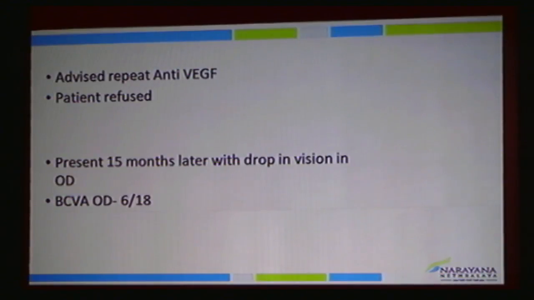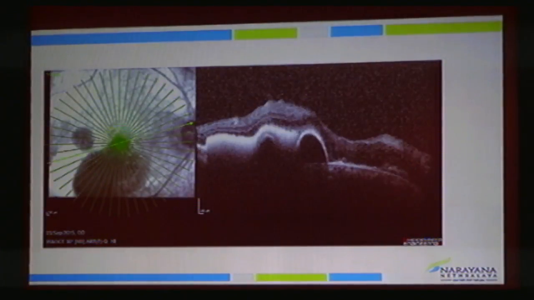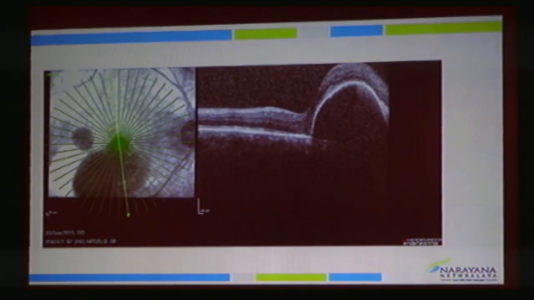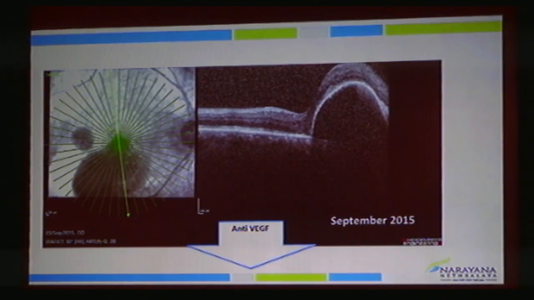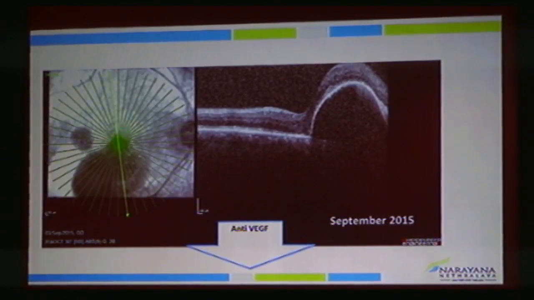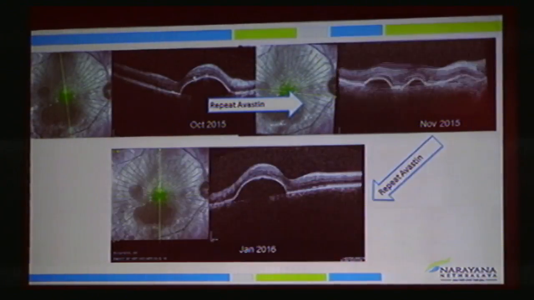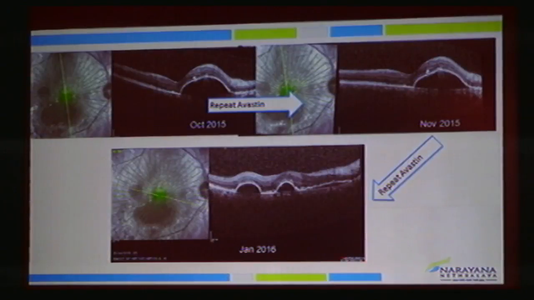However, he presented 15 months later, this time with drop of vision in the right eye, and his best corrected visual acuity now was 6/18. His OCT looked like this, with a large PED present inferior to the fovea as well as another one present temporally. This was in September 2015. So we proceeded with an anti-VEGF injection. One month post the injection, you can see that there is some amount of response, but it is not to our satisfaction. Again, repeat injections did not make much of a difference.